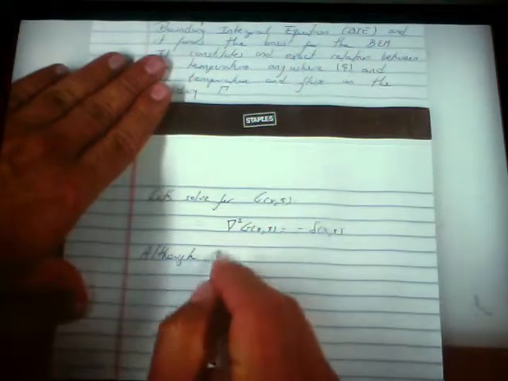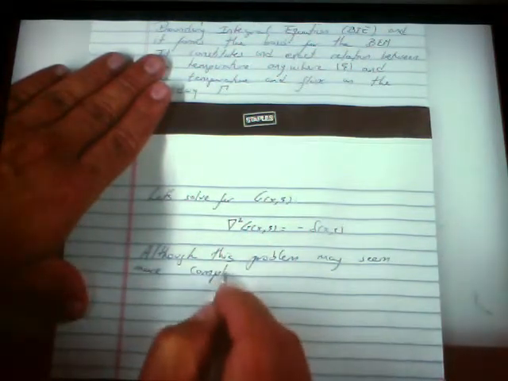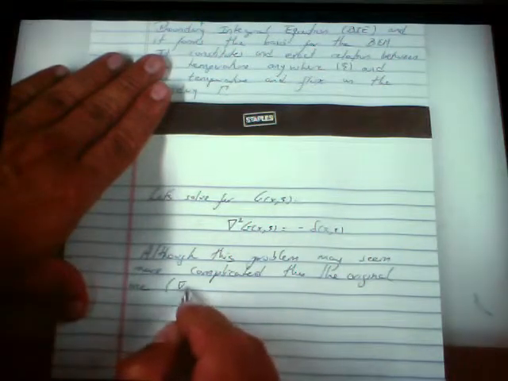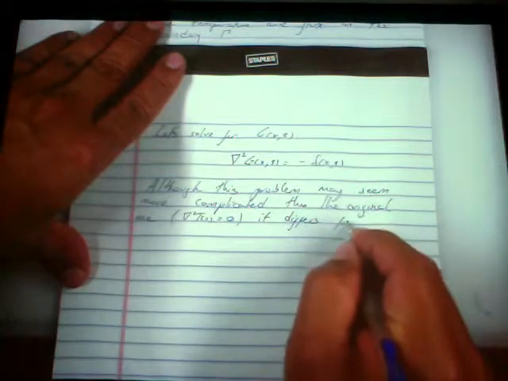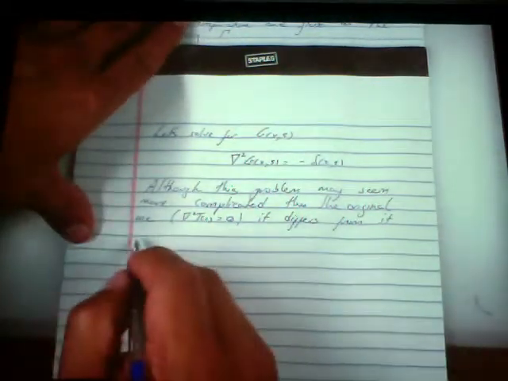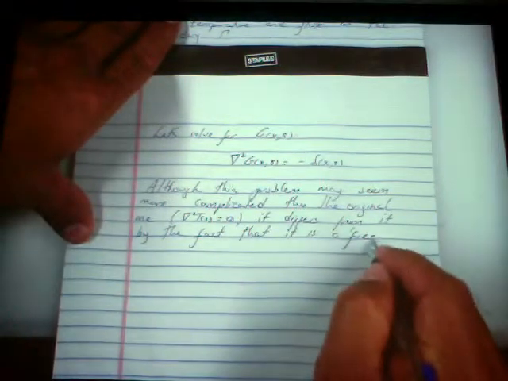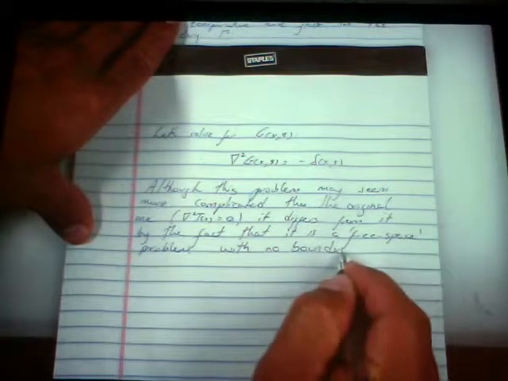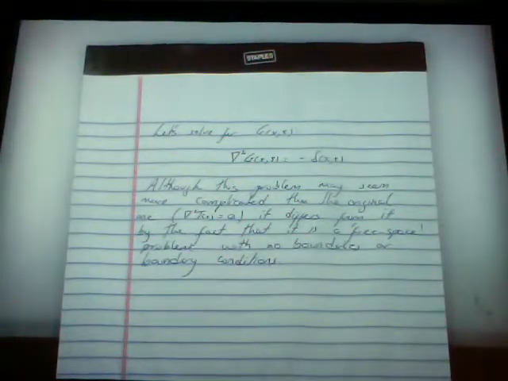So, although these problems may seem more complicated than the original one, that is the Laplace of t is equal to 0, it differs from it by the fact that it is a free space problem with no boundaries or boundary conditions. So G must be valid everywhere.